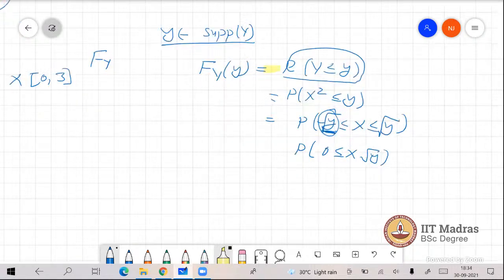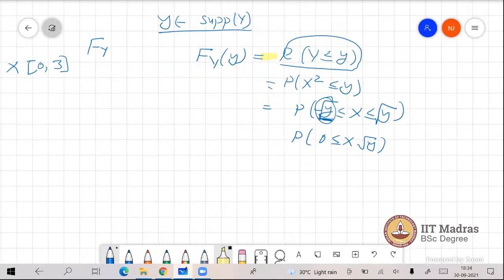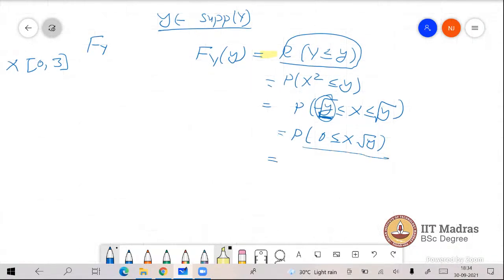So what is this probability? 2 root y by 3. Just tell me, if x follows uniform 0 to 3, what is the probability that x is less than or equal to 2? It is F of 2, capital F of 2. What is F of 2? In our case it is uniform, so it will be 1 by b minus a.